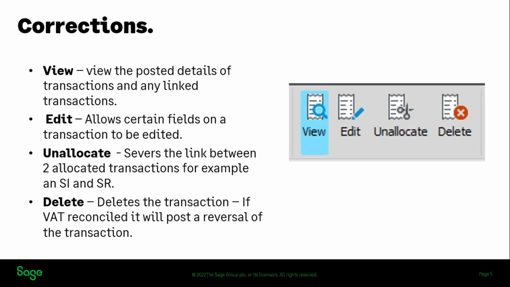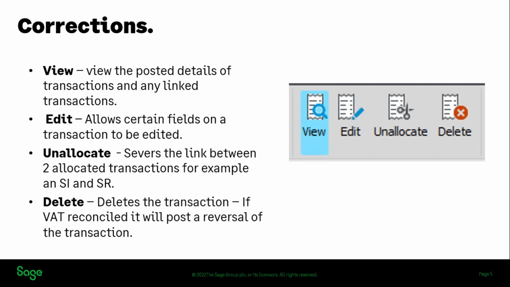So in the most recent versions, corrections is found within the transactions window. You may remember from older versions, it was also held in file maintenance and then corrections. It is all now just within the transactions window. So we have one window, which is your audit trail, but has the options, as you can see there, to view, edit, unallocate and delete at the top of the screen.